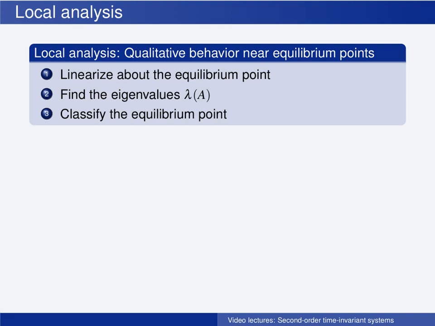When we have found the equilibrium points, the second step should be to determine which type of equilibrium point each of these is. This is called doing a local analysis. What we do then is to determine the qualitative behavior of the system near the equilibrium point by first linearizing the system about the equilibrium point, secondly, finding the eigenvalues of the resulting system matrix A, and finally, classifying the equilibrium point. We will go through this step by step.